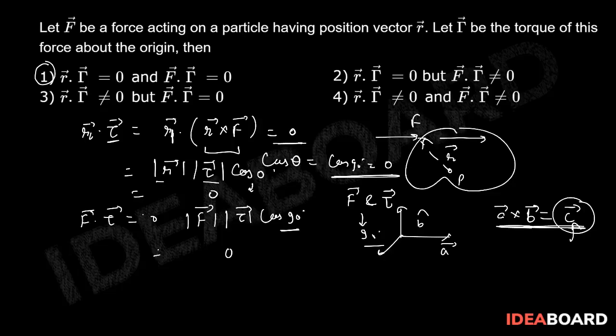But again, if you see the other choices, somebody says r dot tau is 0, but F dot tau is not equal to 0, that cannot be true. Similarly, 3 and 4 are not right. So option 1 is the only right choice. Okay.